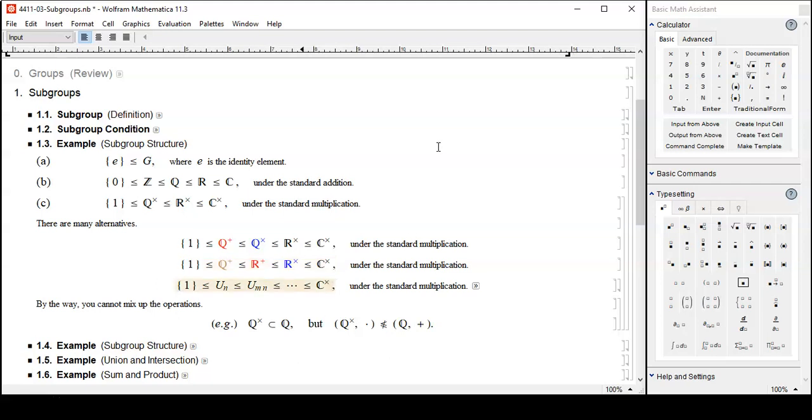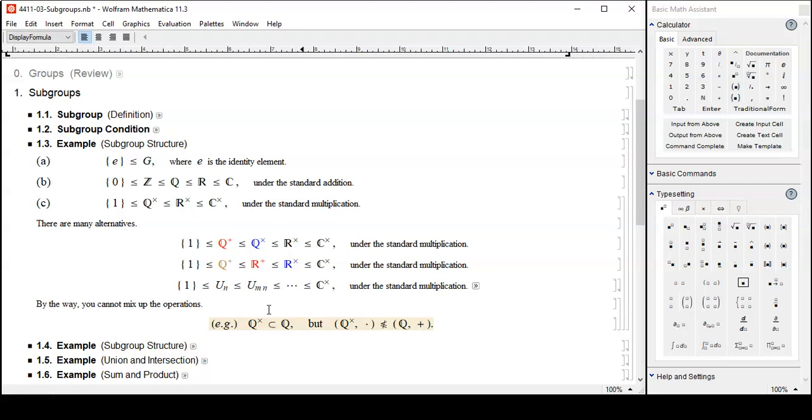But we have alternatives. Roots of unity, nth roots of unity, mth roots of unity, and so on and so forth. The alternatives, many alternatives. They all make sense as long as you do not mix them up. Do not mix them up.